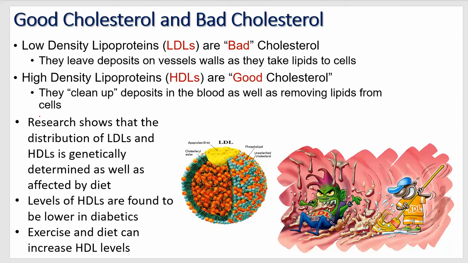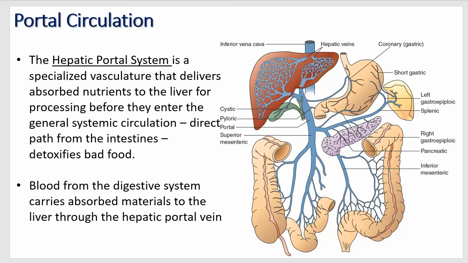Okay, so it used to be that we would just say diet is how you're going to control your cholesterol. And that can work, but it's very, very difficult for some people. Research shows that distribution of LDLs and HDLs is genetically determined as well as affected by diet and exercise. Levels of LDLs are found to be lower in diabetics, and exercise and diet can increase your HDL levels. Good to know.